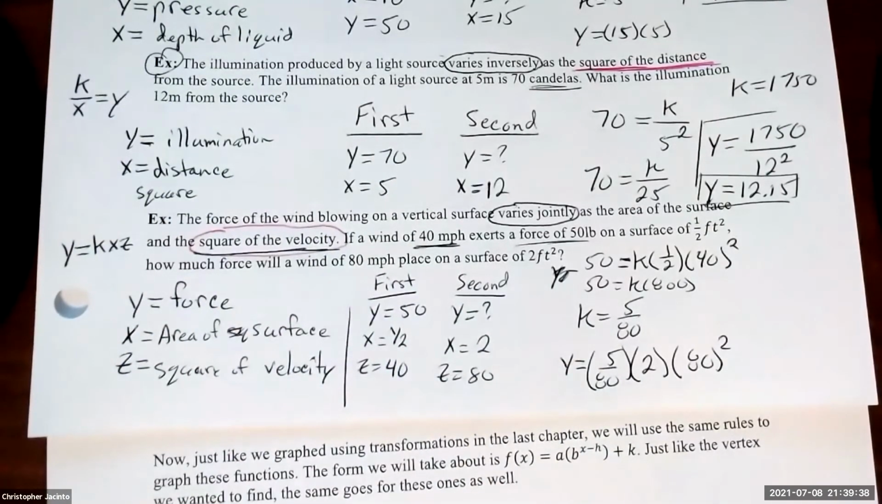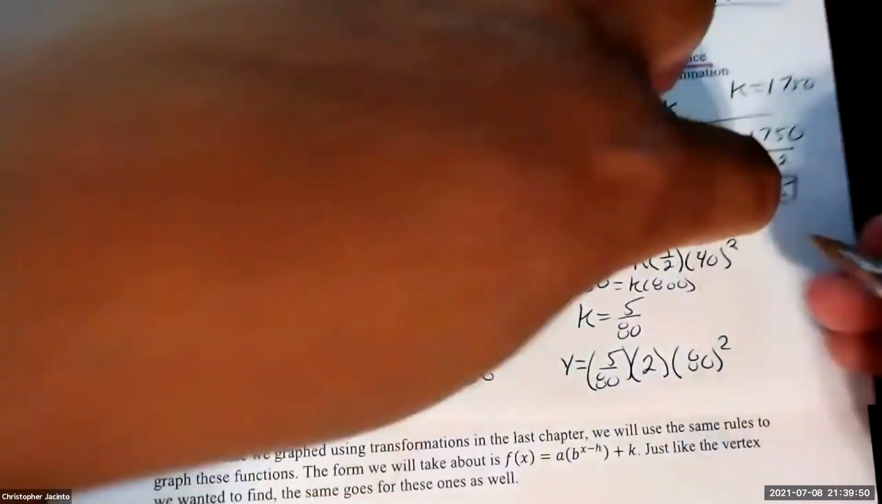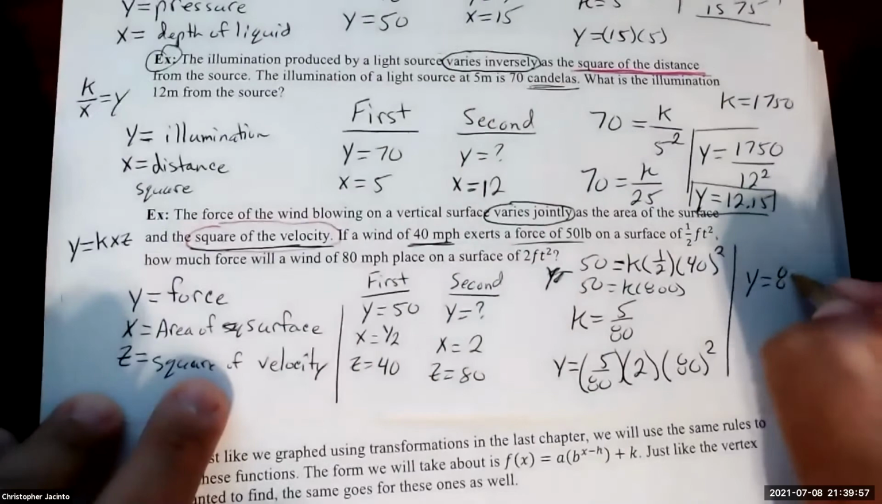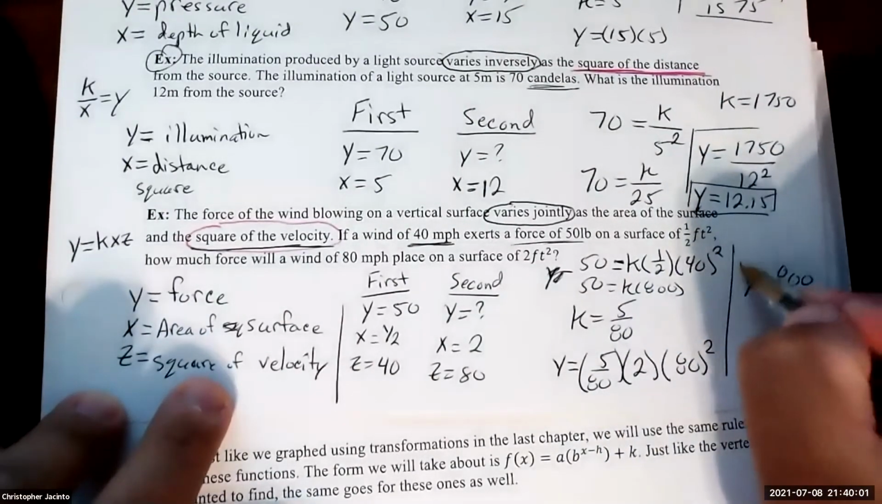So it'll be 80 squared times 2 times 5 divided by 80. Okay, so it's a nice number. What are we looking for? Our force. So our force is going to be 800. And there's our final answer.